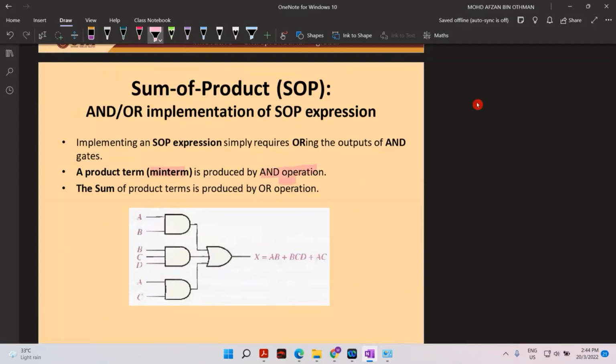While the sum of the product terms is produced by the OR operation. Okay, for example, we have this example here. Okay, so we have 3 AND gates, A, B, and then we have B, C, D, the second AND gate, and this is the third AND gate, which is A, C. So this is what we call product terms.